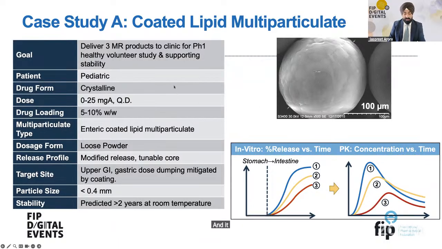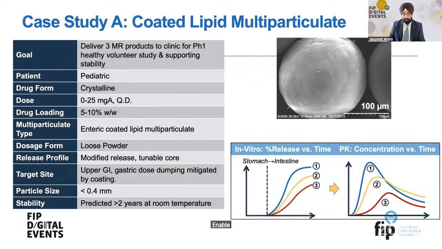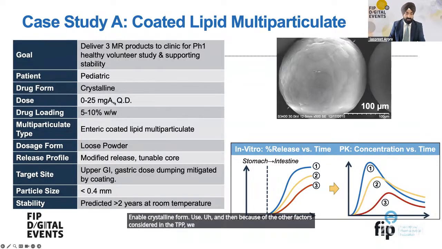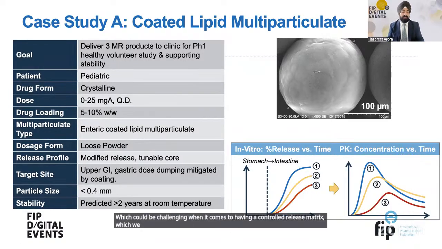It was a pediatric patient population, and the drug was sufficiently soluble to enable crystalline form use. And then because of the other factors considered in the TPP, we went with lipid multiparticulates. It had a relatively low drug loading, which could be challenging when it comes to having a controlled release matrix, which we will look at.